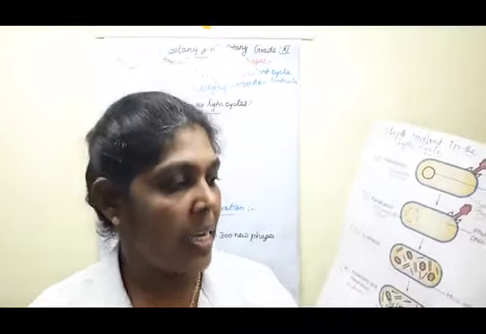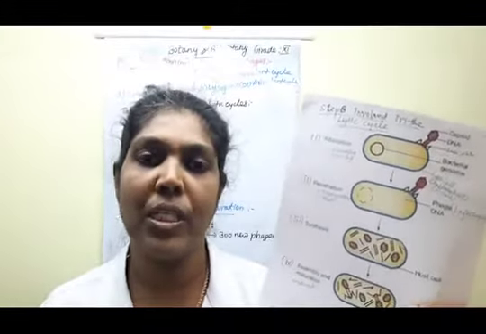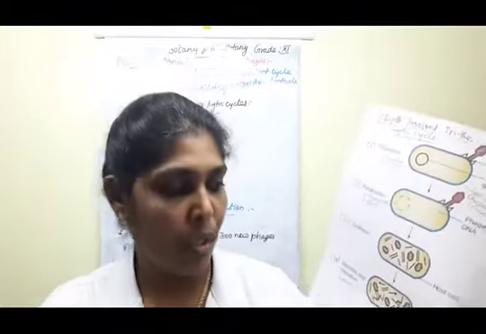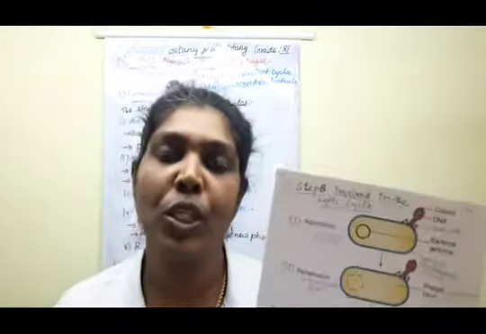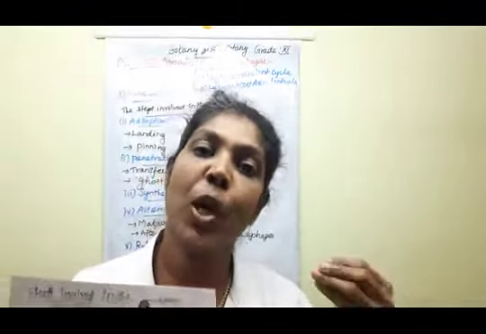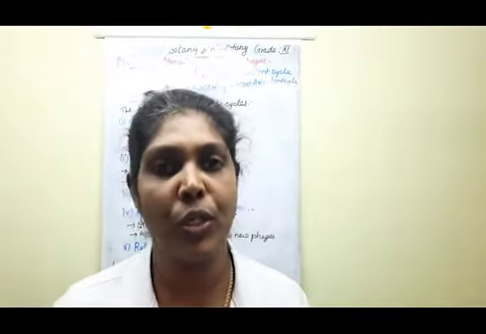Clear? The next one, the 4th step: here you have to prepare maturation. Understood, children? Say yes or no? These are 3-mark and 2-mark questions only. You must prepare in this area. Then the first one: what do you mean by lytic cycle? That cycle is also to be prepared.